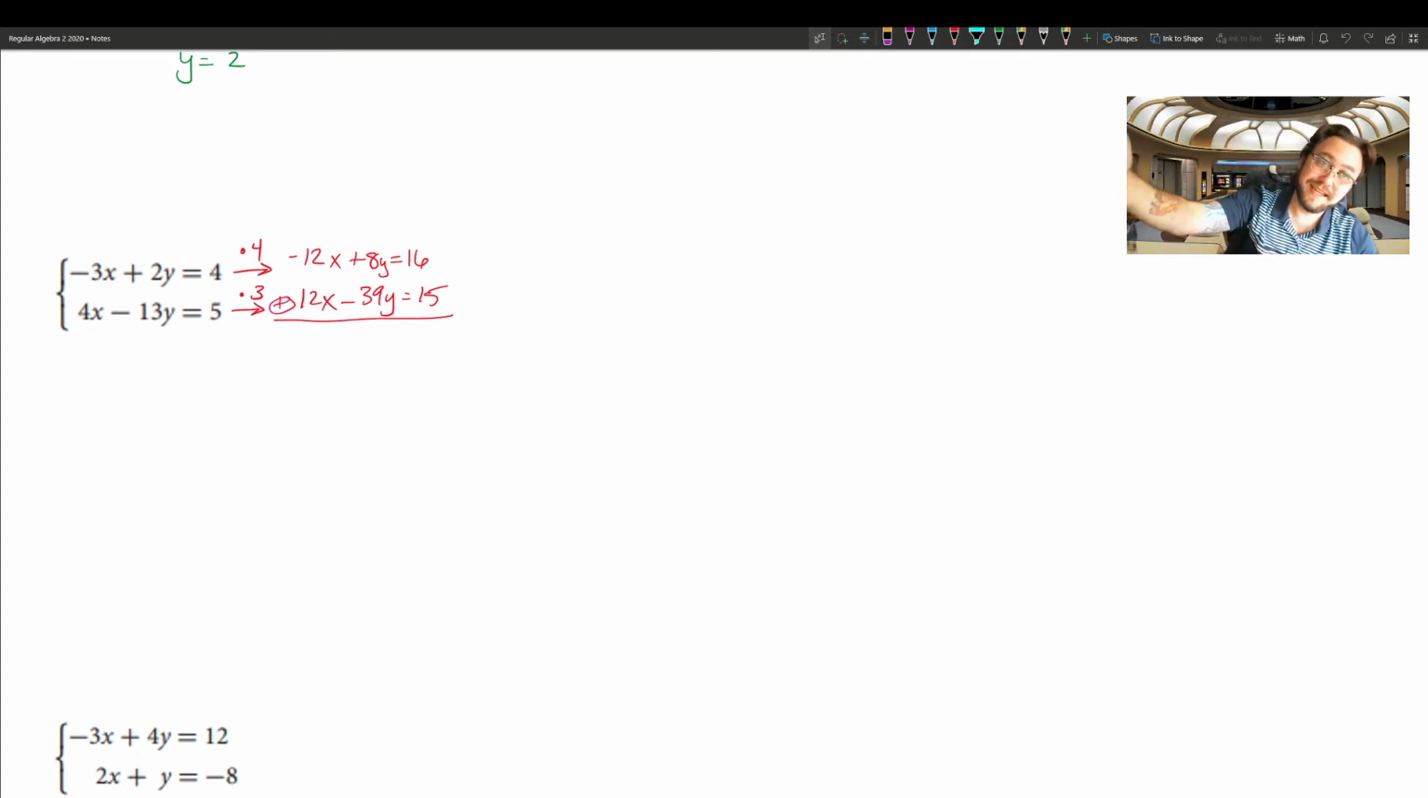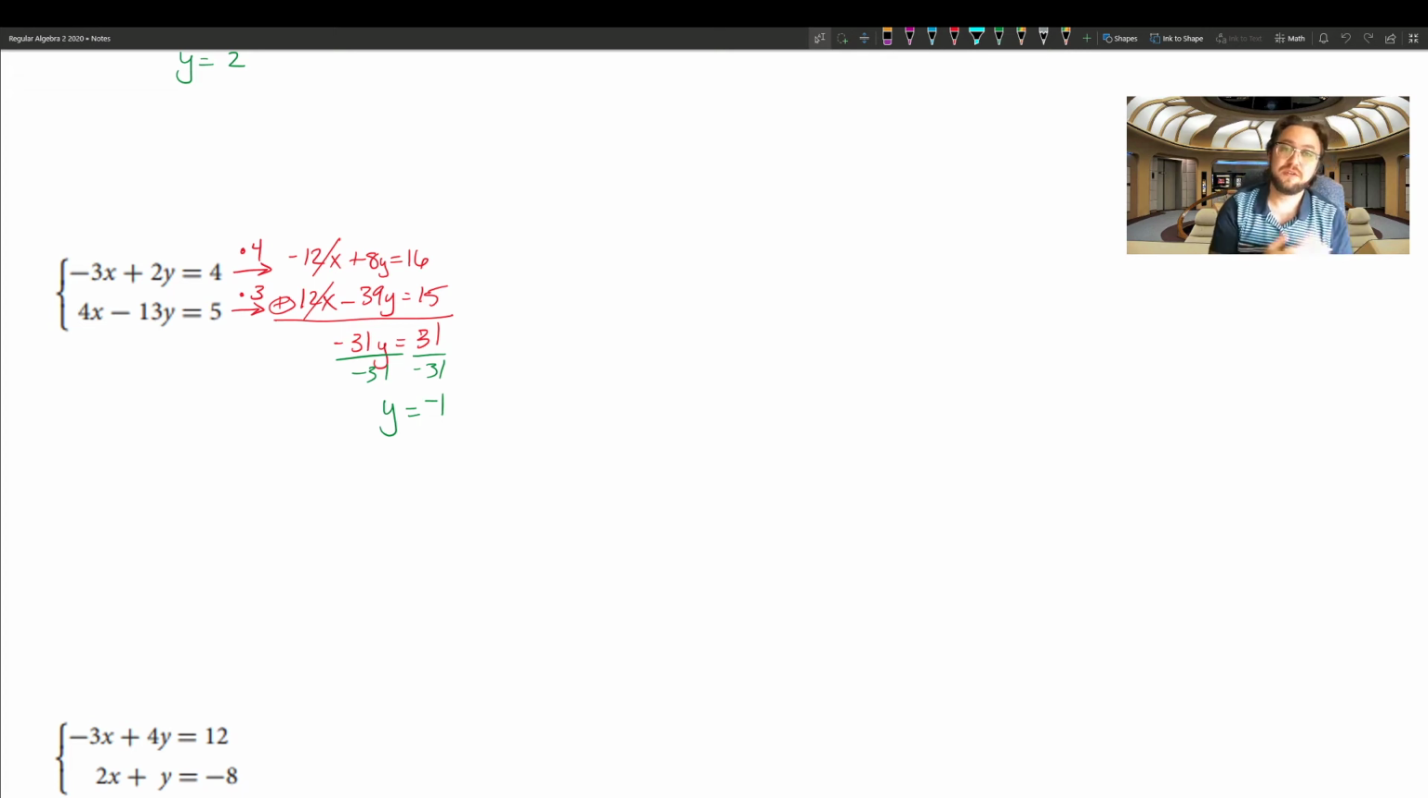And again, I'm adding these. So -12 plus 12, those cancel out. We have 8 plus -39, which is the same as 39 minus 8, and we're just going to make it negative, so it'll be -31y. And then 16 plus 15, were you freaking out? Because I wasn't, equals 31. We'll just divide by negative 31, and we get that y equals negative 1.